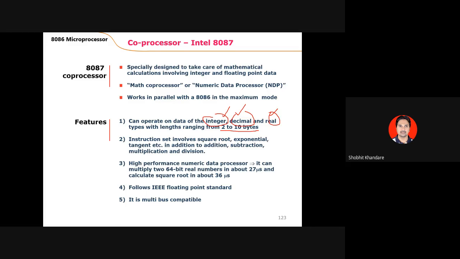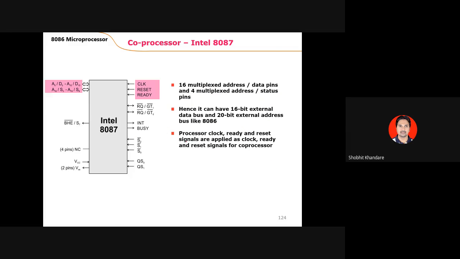So what type of instructions can we do? It's like square root, exponential, tangent, etc. In addition, obviously addition and subtraction are most commonly used, but other than this, multiplication and division, and we can go with square root and exponential. The remaining features you can just see, and if a question asks, you can write down the features. Then we'll go with the pin configuration.